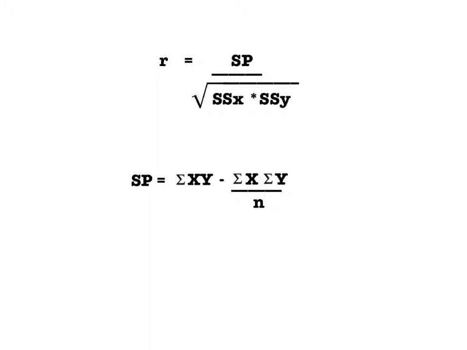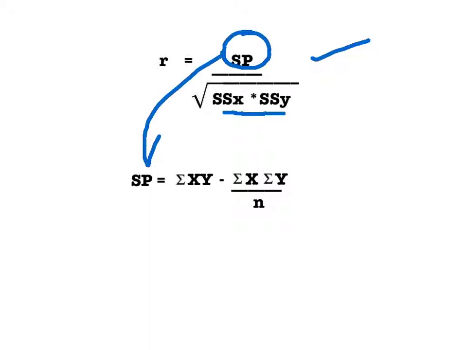This formula at the top represents one of several ways to calculate the Pearson correlation coefficient. In the numerator we have the sum of the products, and then the denominator is the square root of the product of the two sums of squares, the sum of squares for the x variable and the sum of squares for the y variable.